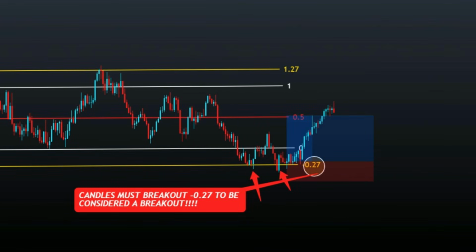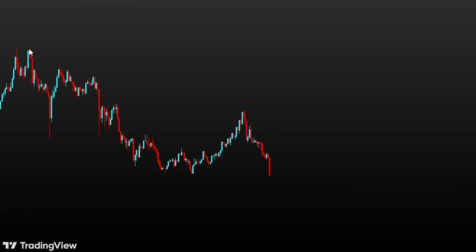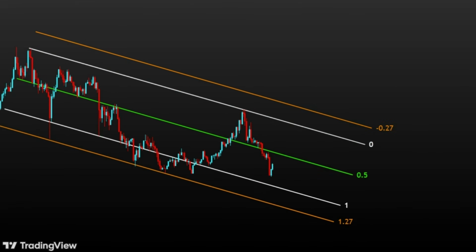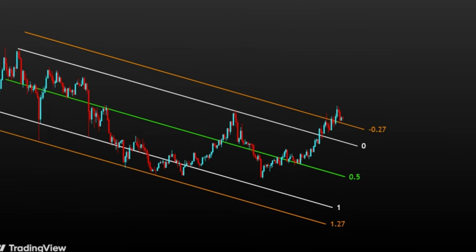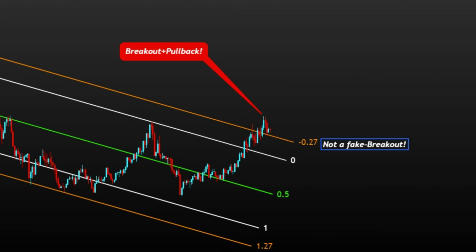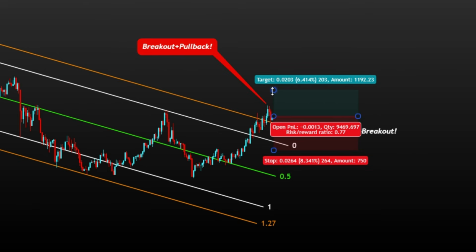So now let's switch to another example. In this chart, I apply Fibonacci channel to this trend. Candles start moving up towards minus 0.27 level and break above it, and at this point, we got both the breakout and the pullback to that level. So based on what I explained earlier, a breakout from minus 0.27 level is probably a real one, so there is a possibility of a potential long position.